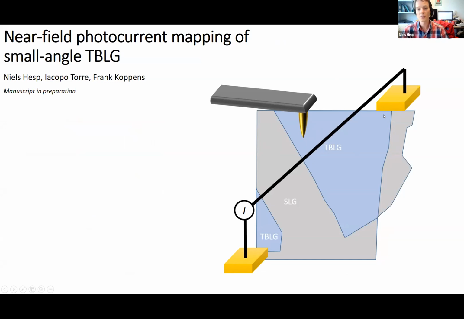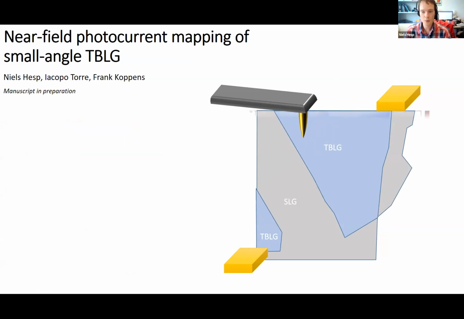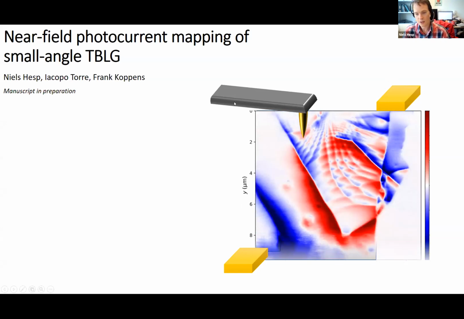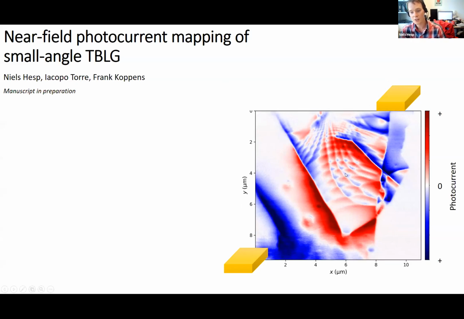In this case, we do this with a sample which has twisted bilayer graphene with a near zero twist angle, so you would expect lattice relaxation and domain formation. This is what we observe using this photocurrent mapping technique. We see these patches in the twisted bilayer graphene region of positive and negative photocurrent areas, and they correspond to the lattice relaxation in this system. The domains form a square lattice with the diagonals in between, which are hidden because of the contact geometry.